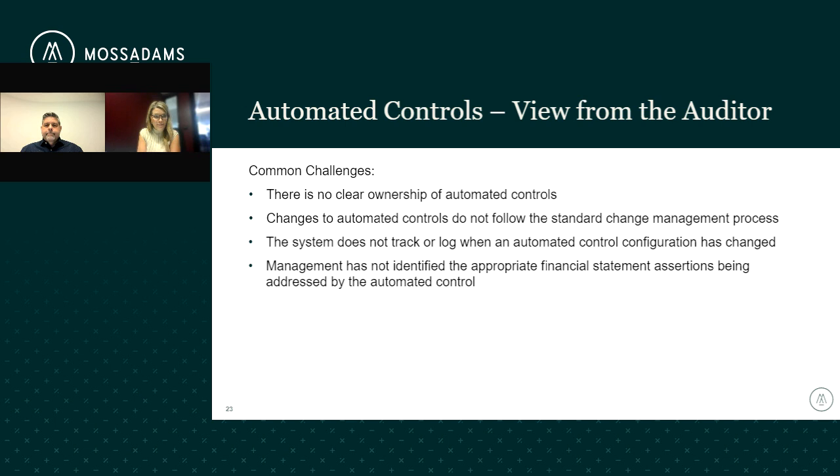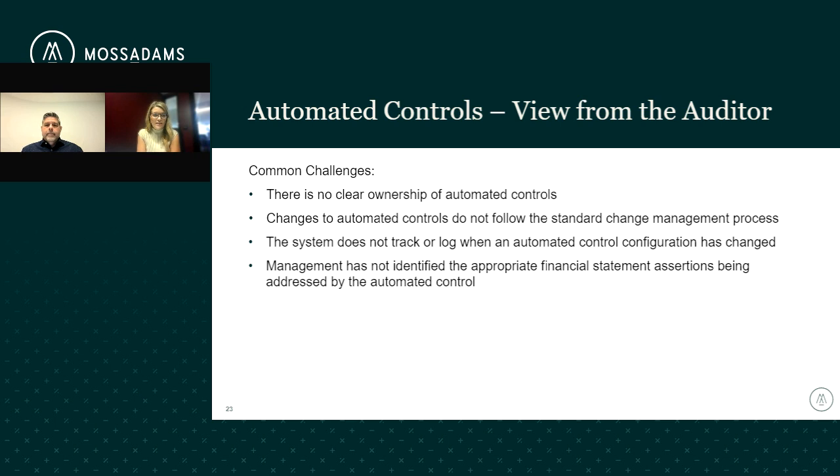Another one, the third bullet point I'll talk about, the system not tracking or logging when an automated control has changed. As Weston mentioned, I think this can oftentimes impact your ability to do a benchmark or baseline, and just having to do other procedures as part of the audit when we're looking to understand modification dates.